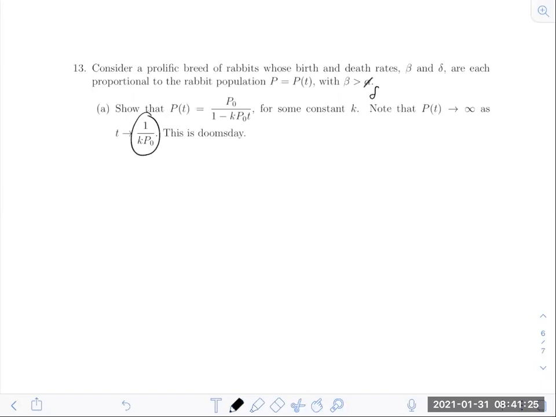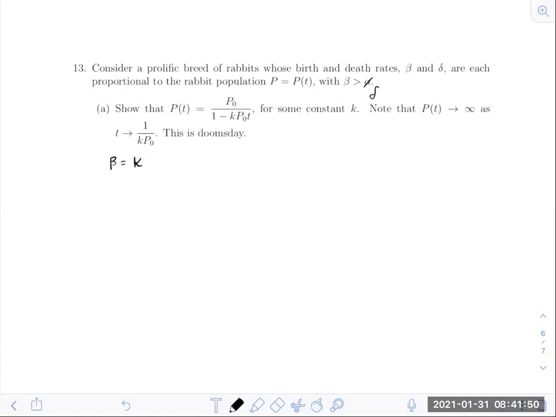All right. So this is an example where they're giving you the answer. There is going to be no answer in the back of the book because they're telling you what the solution is. They just want you to deduce it. All right, so let's go ahead and take a look here. Let's set up our differential equation first of all. We have that the birth and death rates are proportional to the rabbit population. So let's set up some proportions here.